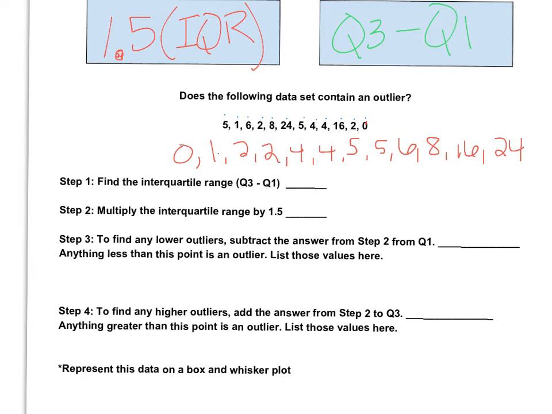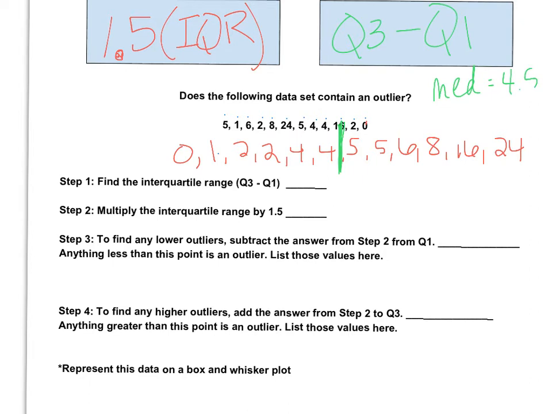Well, to know that, we have to know what Q3 and Q1 are. So to find Q1 and Q3, we have to know the median of our data. The median of this data is the middle number. So we have 0, 24, 1, 16, 2, 8, 2, 6, 4, 5, 5. So our median is right here at 4.5. So our median is 4.5.